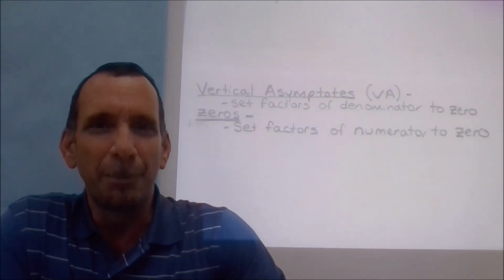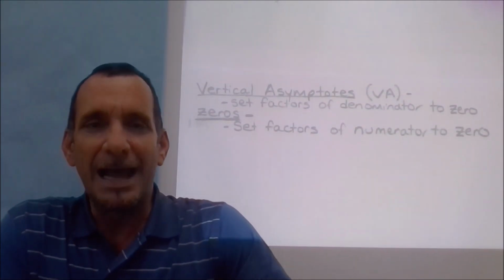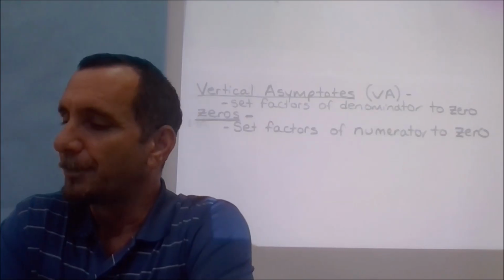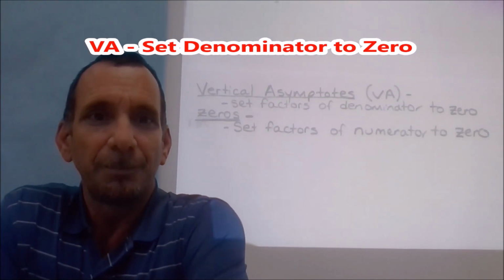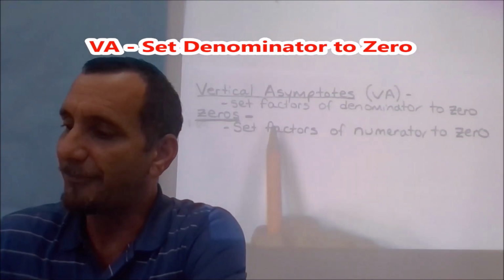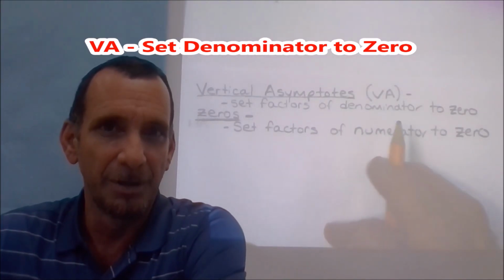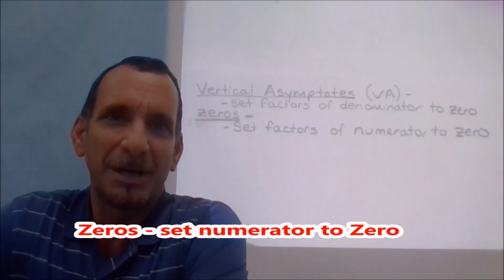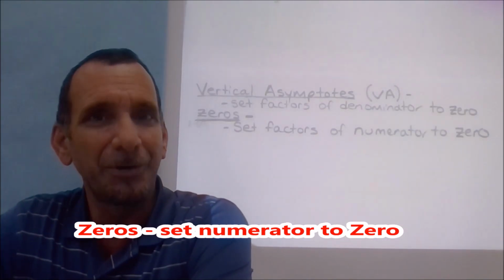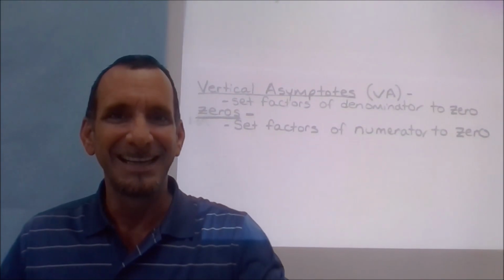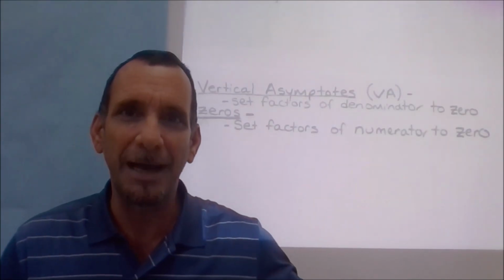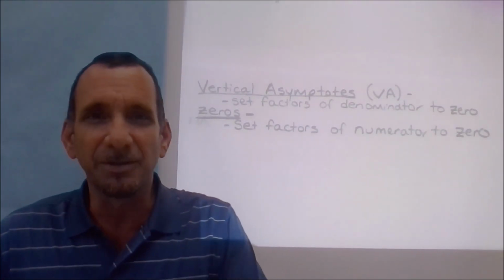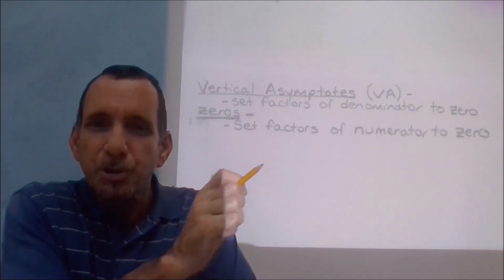So let's just remember how to find vertical asymptotes and zeros. The vertical asymptotes can be found by setting the factors of the denominator to 0. And the zeros can be found by setting the factors of the numerator to 0. Now, we're going to talk about the horizontal asymptotes.